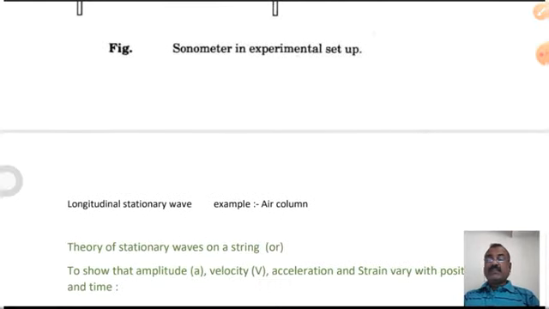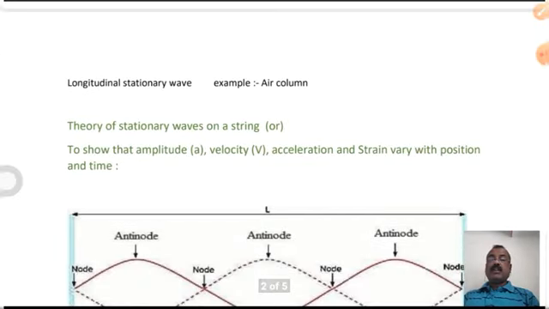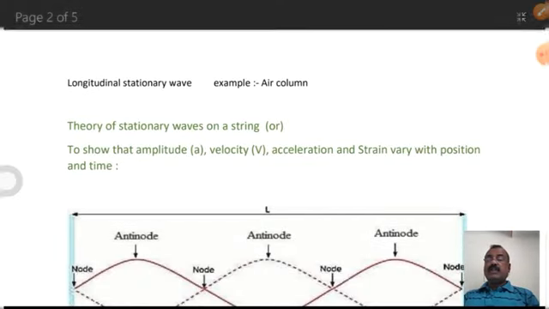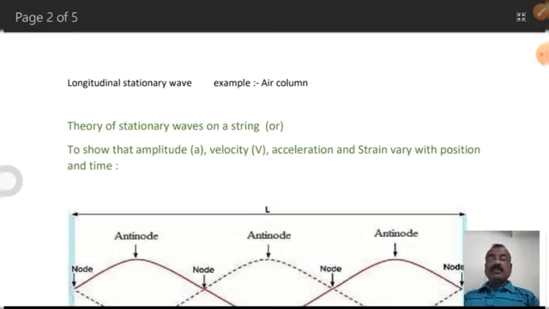The other type of stationary wave is known as longitudinal stationary wave. The example for the longitudinal stationary wave is air column. This is the experiment which we have studied in PUC. In the air column, two different waves get superimposed and form a new type of wave called stationary wave. And here the sound wave is a very good example for longitudinal stationary wave.